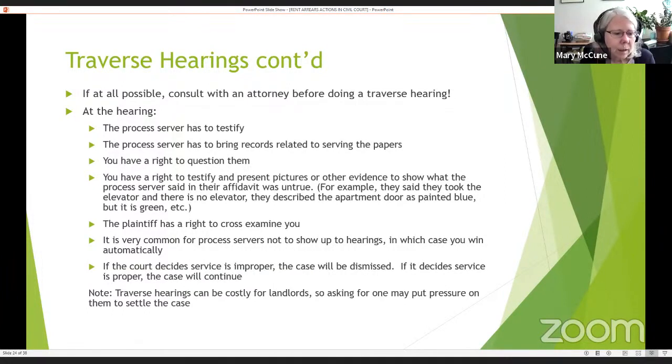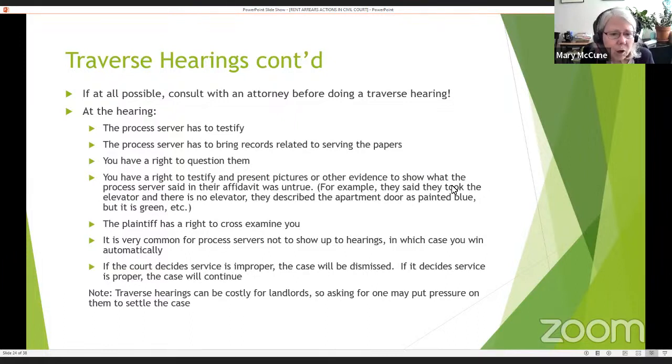Depends on the judge. If there is a hearing, the process server shows up, they go ahead and the court decides, you know what? I believe you. The process server didn't do what they said they did. Then the case gets dismissed. It's called, the traverse is sustained. And if the court decides that service is proper, then it was done correctly. They don't believe you for whatever reason. They decide they believe the process server instead. Then the case will just go forward and eventually you will have to either settle it or it will go to trial.